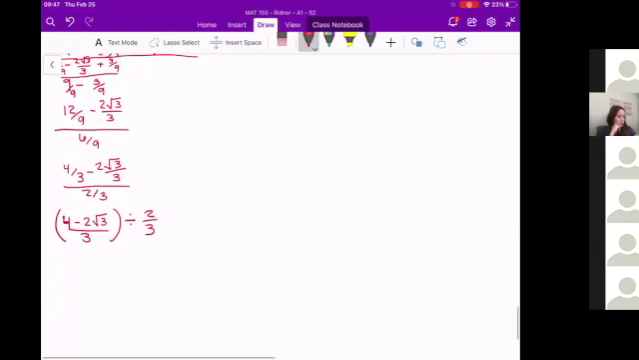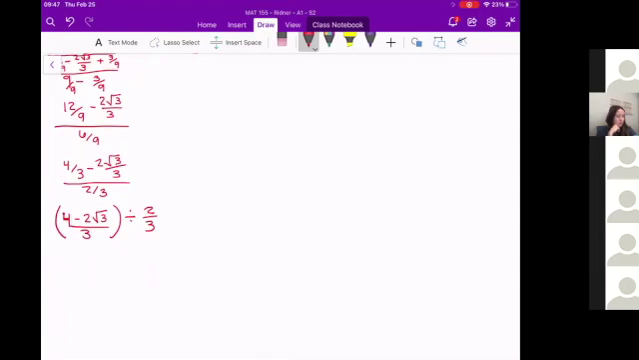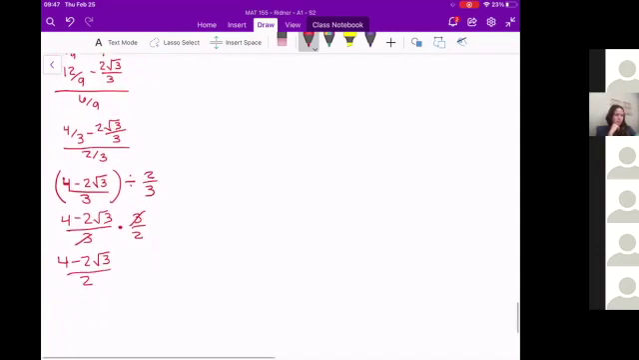So, multiply by the reciprocal. Cancel, cancel. And I'm left with this, which reduces one more time. All that work for this tiny answer.